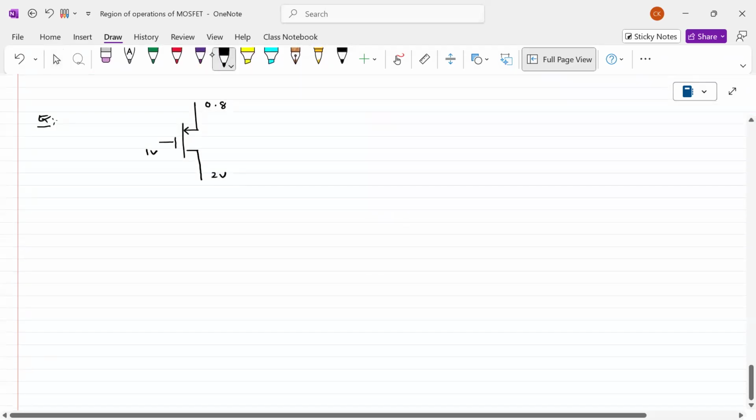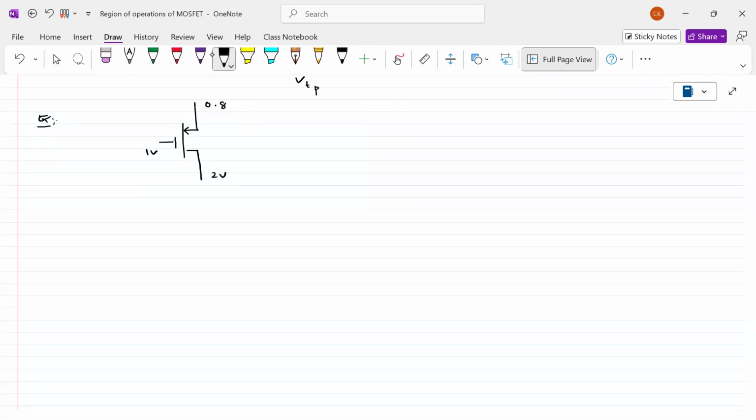Now what about here? Here VTP is minus 0.5. Now let us calculate this one. According to this arrow mark, it is a PMOS transistor, right? What are VGS and VTP here? What is the VG? VG is 1.